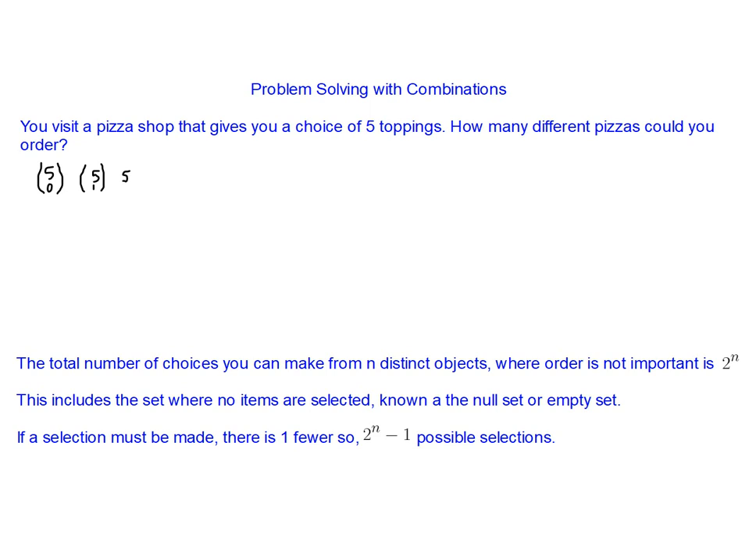It could have 2 toppings. 5 choose 2 ways to do that. 3 toppings is 5 choose 3. 4 toppings would be 5 choose 4. And 5 toppings would be 5 choose 5.